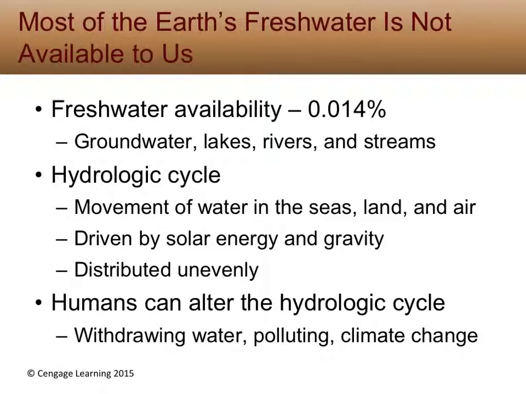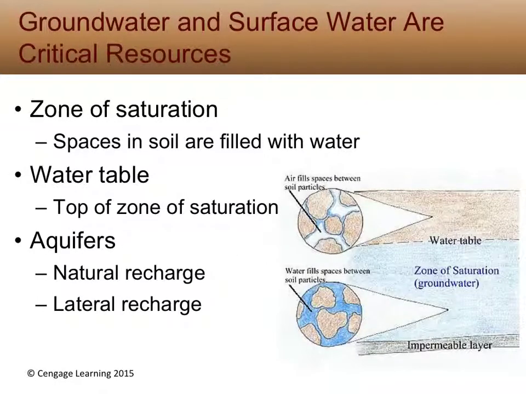The hydrologic cycle, of course, is very important to us, which we studied before. It is the movement of water in the seas, land, and air, driven by solar energy and gravity. The solar energy is what creates faster moving molecules, gets water up in the atmosphere via evaporation, and of course it will be pulled back down via gravity. It is distributed unevenly. We alter that hydrologic cycle big time by withdrawing water from the ground. Particularly, we pollute it. Climate change also affects this.